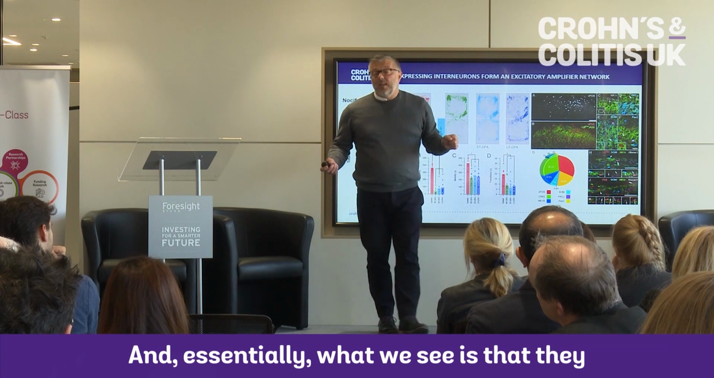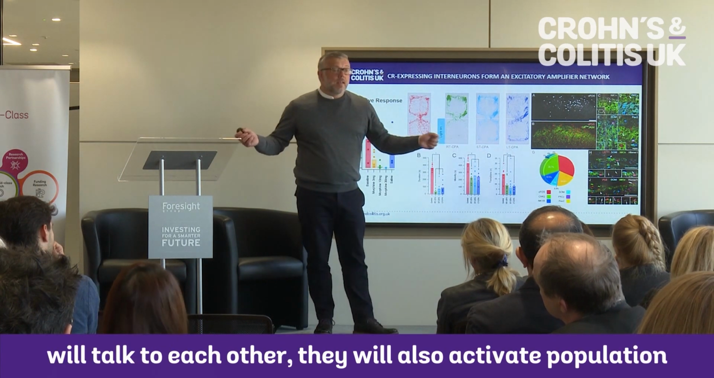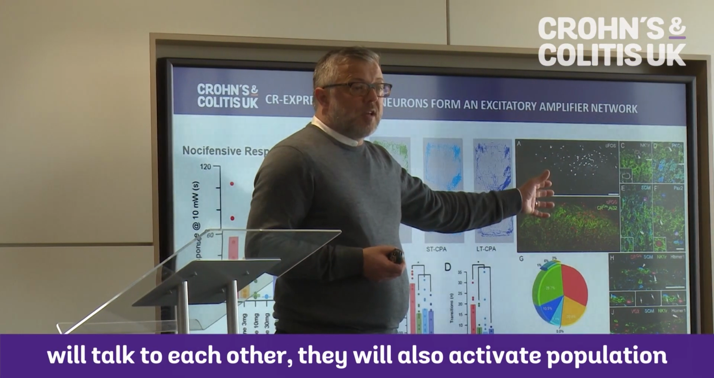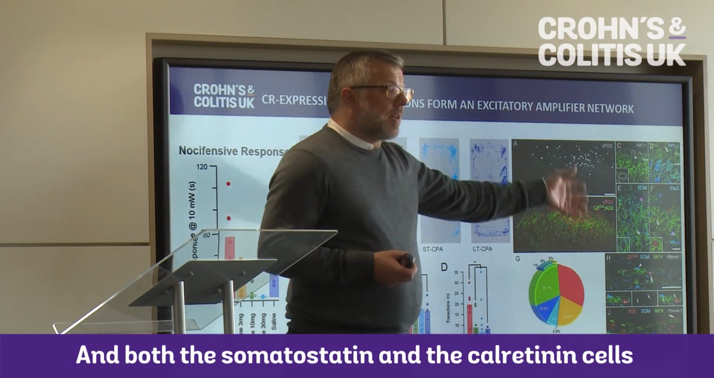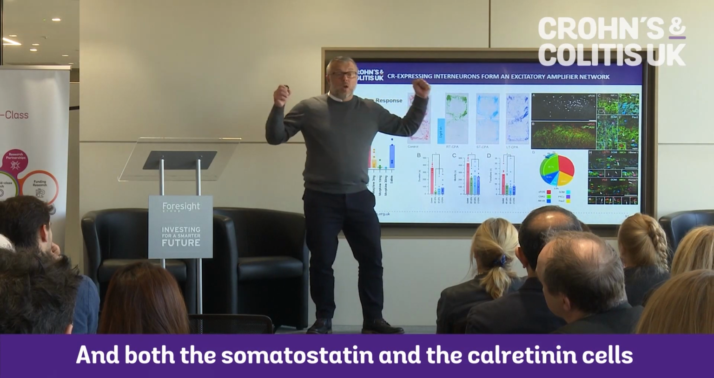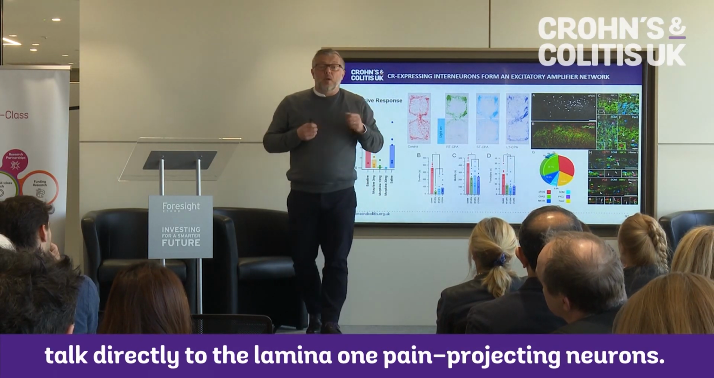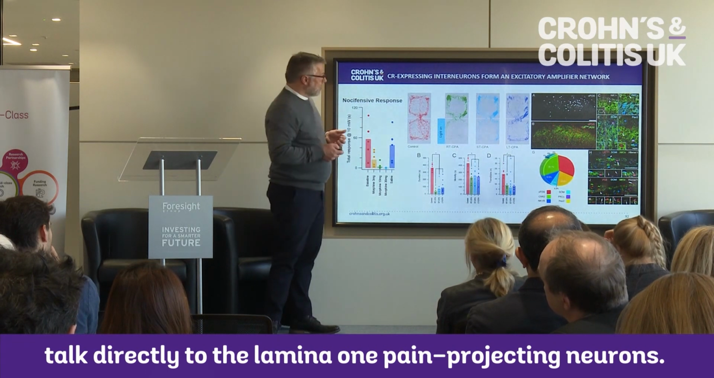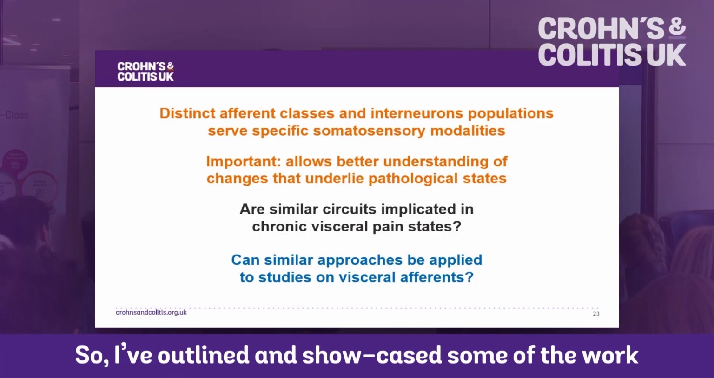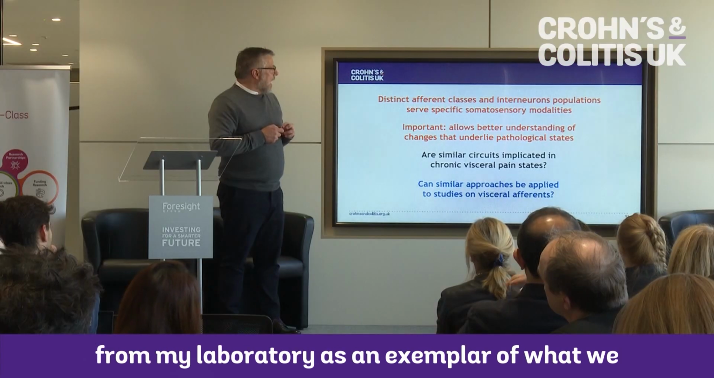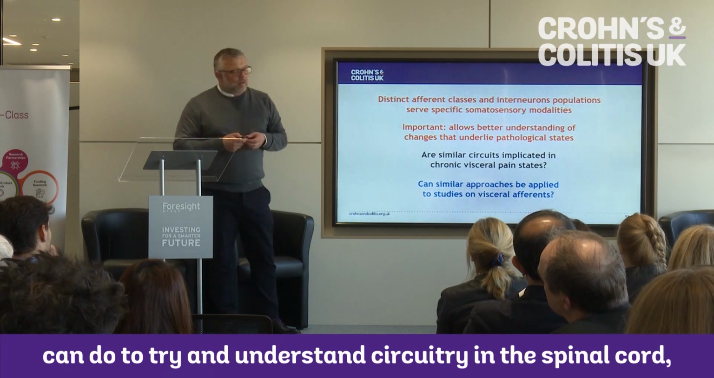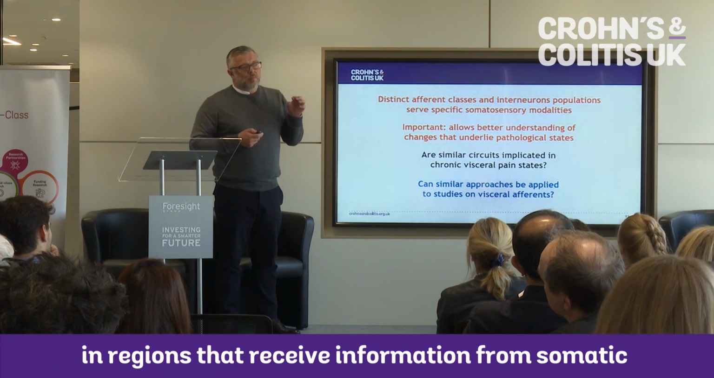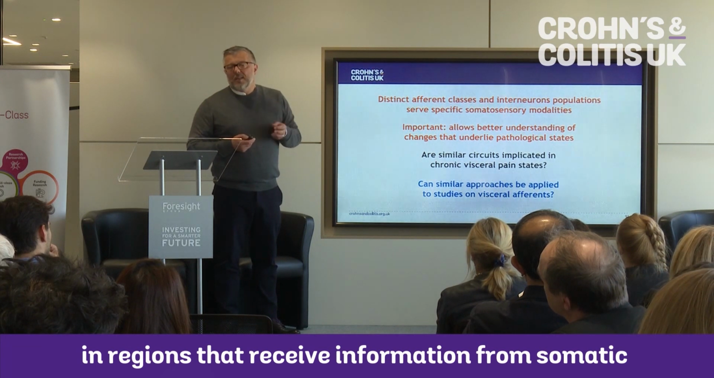And essentially what we see is that they will talk to each other. They will also activate a population of excitatory interneurons that express somatostatin. And both the somatostatin and the calretinin cells also talk directly to the lamina 1 pain-projecting neurons. So I've outlined and showcased some of the work from my laboratory as an exemplar of what we can do to try and understand circuitry in the spinal cord in regions that receive information from somatic afferent fibers.